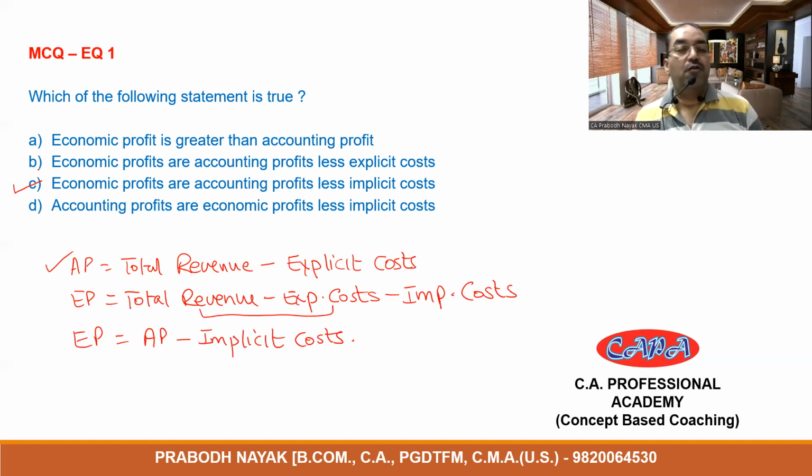Economic profit is greater than accounting profit. No, I told you economic profit has got something more to be deducted. So normally economic profit is less than the accounting profit. Economic profits are accounting profits less explicit costs. No, accounting profits when you're calculating it is already deducting the explicit cost. Right? So again, if you deduct the explicit cost, it will be double deduction of explicit cost. Accounting profits are economic profits less implicit cost. No, accounting profits will be economic profits plus implicit cost, not less.